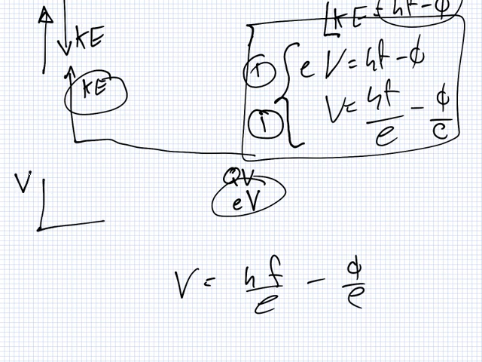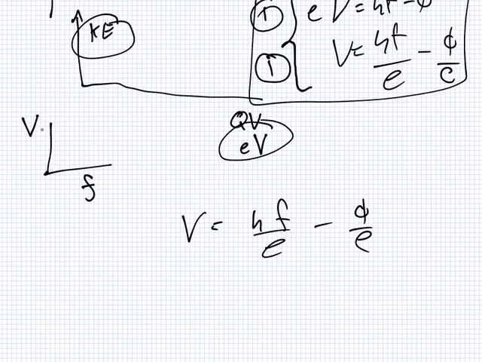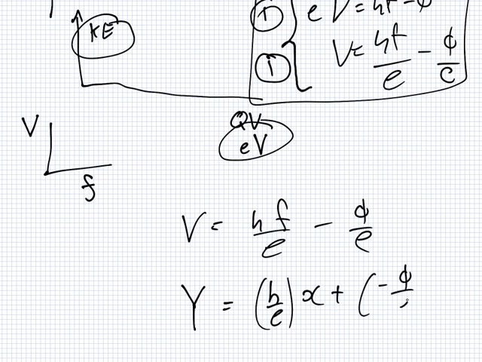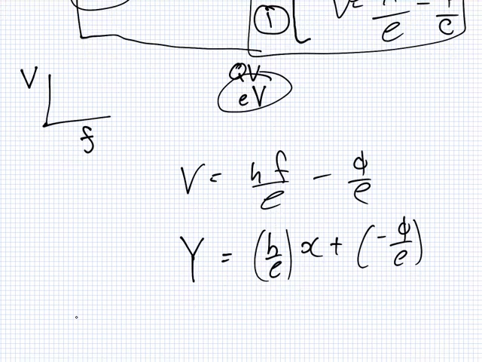You put a V here, and frequency here. So it's like the V is a Y, and the F is an X. So it basically means that the slope is h over e. So then h will be the slope times e.